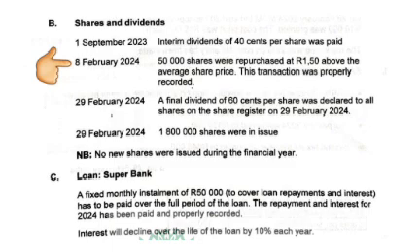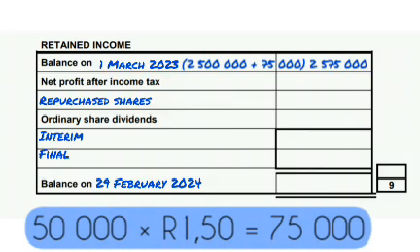Why? Because we know that when you are doing an ordinary share capital note, share buybacks are always subtracted. So that means we already subtracted this amount in that 2,500,000. So what I need to do is to add it back for me to be able to get the balance on 1 March, because that whole transaction happened on the 8th of February.